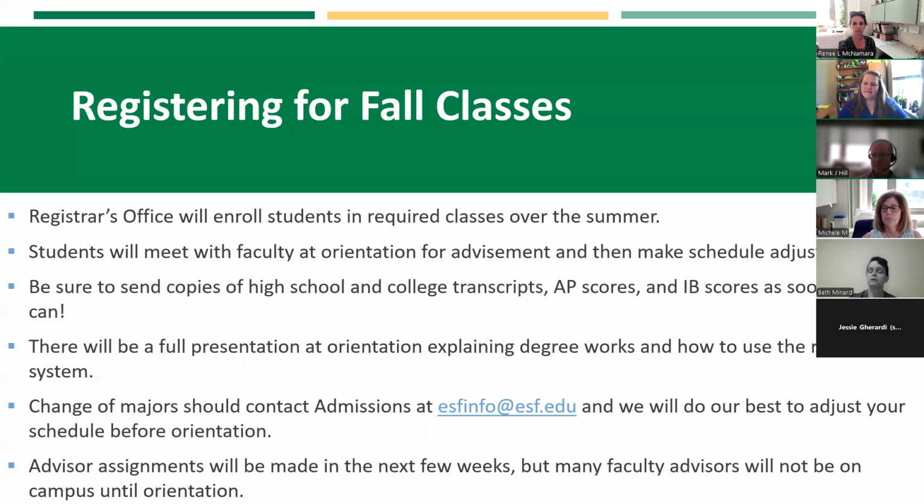Be sure that you have sent to the admissions office first your final high school transcript, because if you don't send that, then we have to put a hold on your record for registration for the following semester. So please make sure they get your final high school transcript, but also any college transcripts. If you took college courses in high school, make sure that they get official transcripts so that we can get you credit for that. Also, if you took advanced placement or international baccalaureate exams, please make sure they get those scores as soon as possible, because that could affect your schedule.